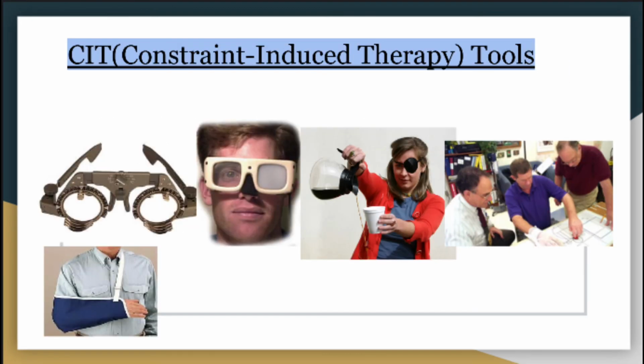Below are some pictures of some CIT tools that were used: the glasses, the hemianopsia glasses, the sling, and the glove.